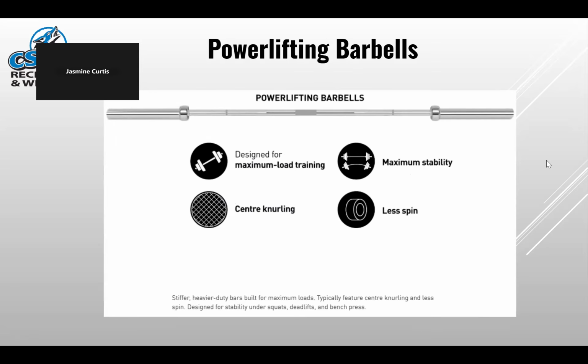Powerlifting barbells, we don't really want them to spin. If they do spin, less spin. Maximum stability, so high PSI, maximum load training, and center knurling.